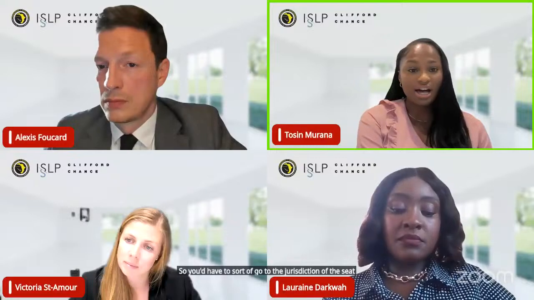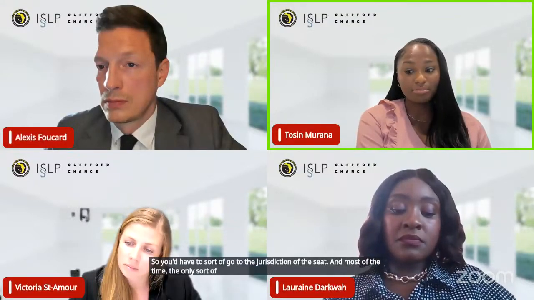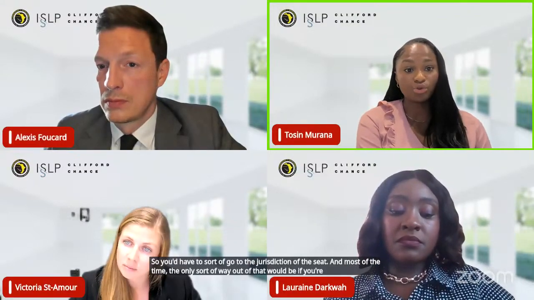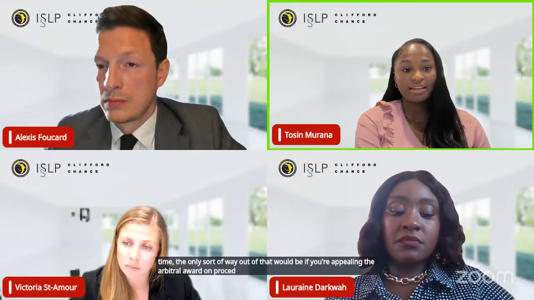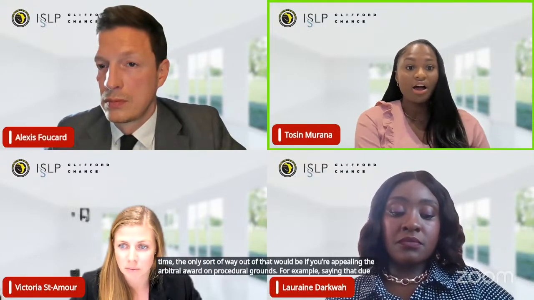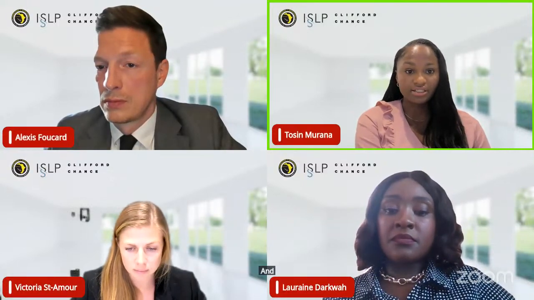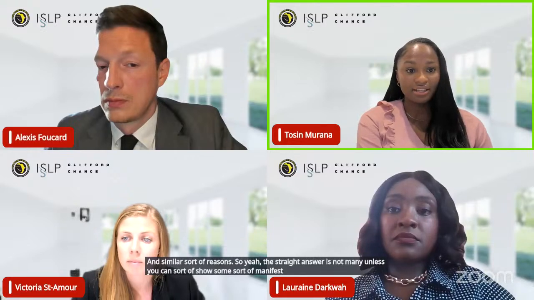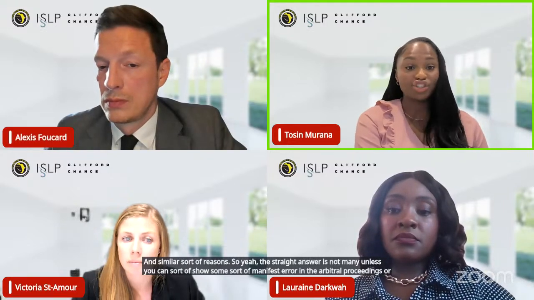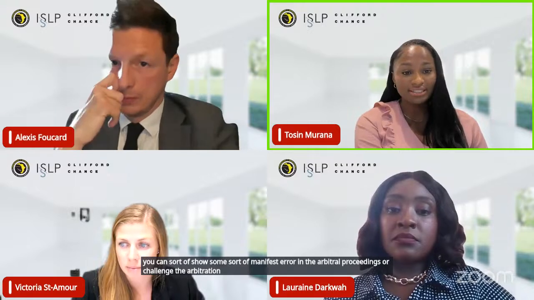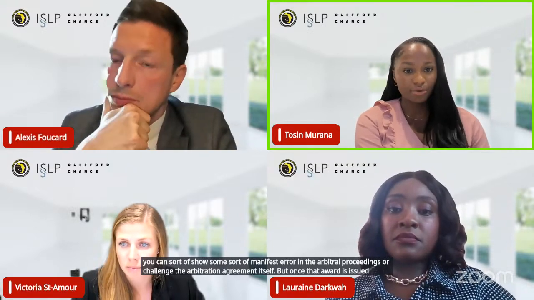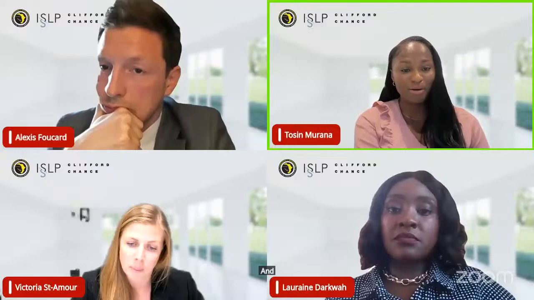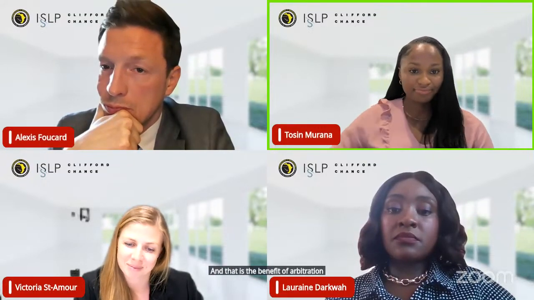And most of the time, the only way out of that would be if you're appealing the arbitral award on procedural grounds, for example, saying that due process was not followed, and similar reasons. So yeah, the strict answer is not many, unless you can show some sort of manifest error in the arbitral proceedings or challenge the arbitration agreement itself. But once that award is issued, it is mostly final and binding. And that is the benefit of arbitration as compared to litigation.